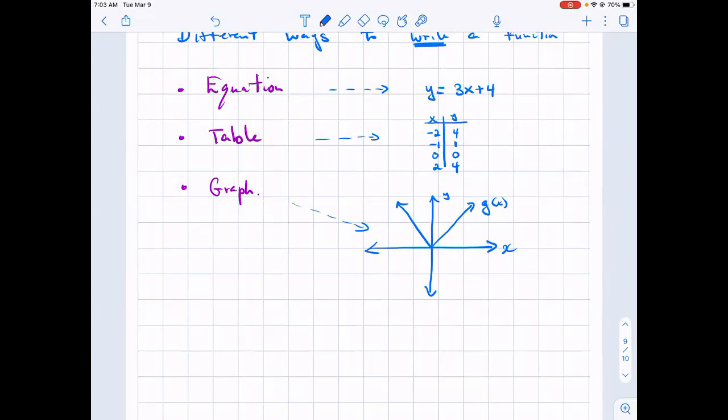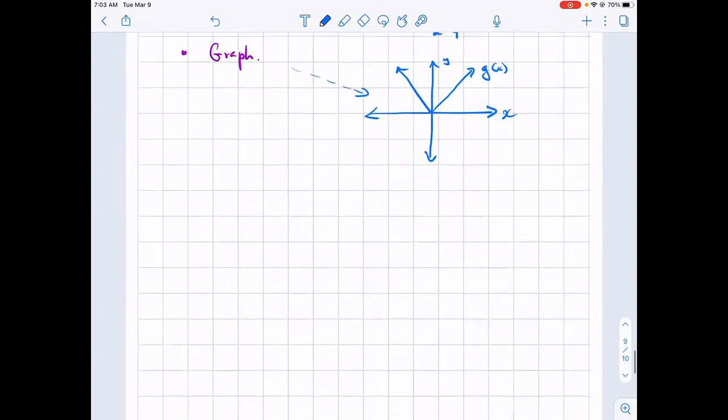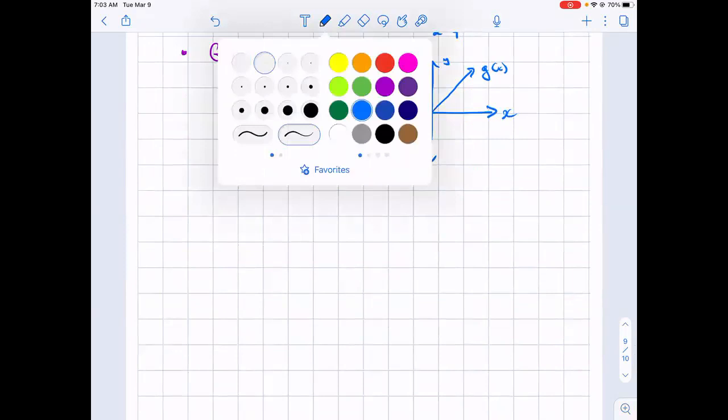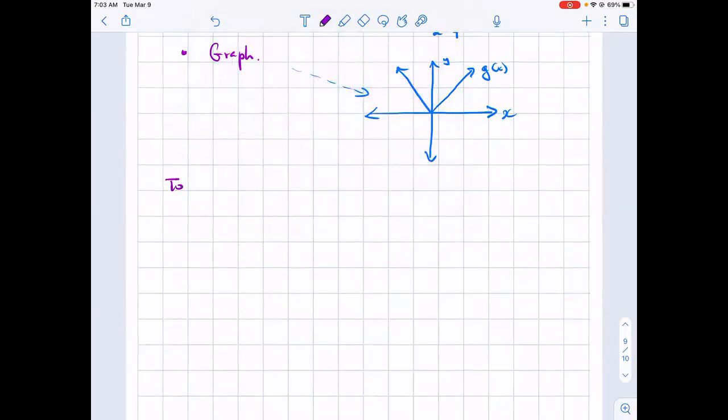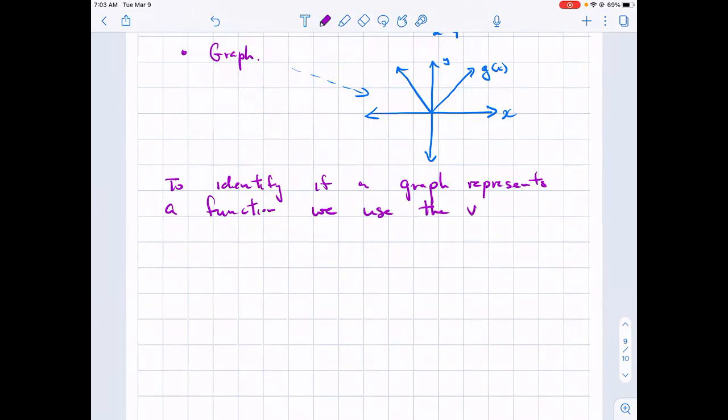So how do we know, we should be able to identify, I showed you the graph, right? So when we have the graph, to identify if a graph represents a function, we use the vertical line test. Okay. Always, once you have the graph, only when we have the graph, we use the vertical line test.